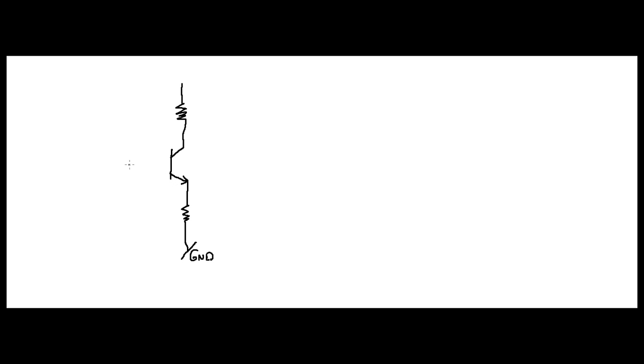And remember, here's your base that comes right off here. So remember, this is your base, this is your collector, and this is your emitter. Hence, since this is your collector, we're going to call this resistor up here R sub C, for your collector resistor. This resistor here is going to be labeled R sub E.